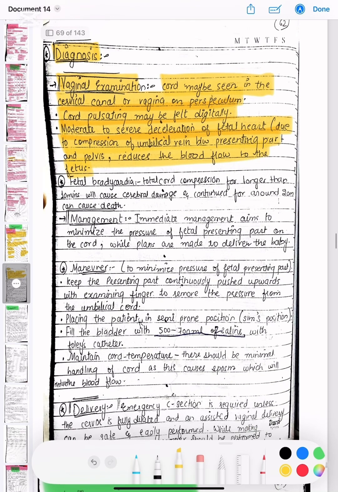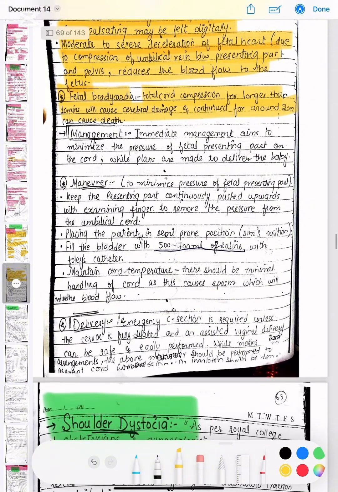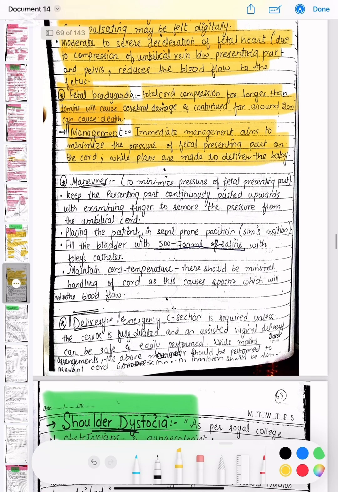Fetal bradycardia is present. Total cord compression for longer than 10 minutes will cause cerebral damage, and if continued for around 20 minutes, it can cause death. Now the management: immediate management aims to minimize the pressure of the fetal presenting part on the cord while plans are made to deliver the baby.